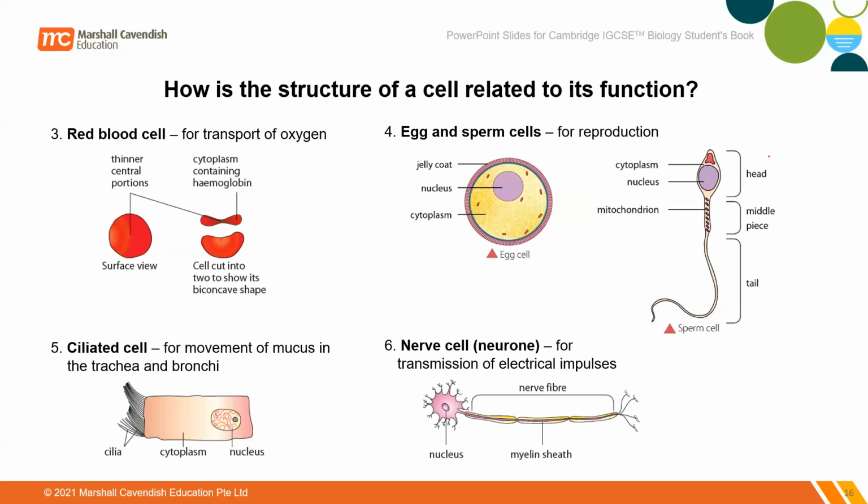The sperm has a head, middle piece, and tail. The middle piece has mitochondria because the sperm has a hard trip in order to reach the ova and fertilize it in the female's body. So it needs a lot of ATP, or a large amount of energy, to be released from the mitochondria.